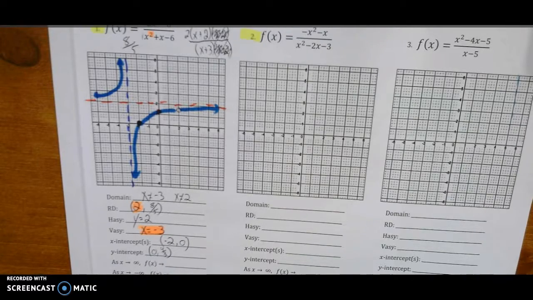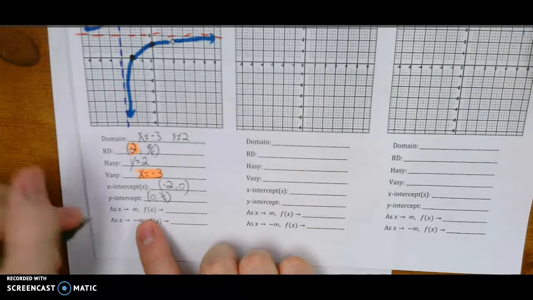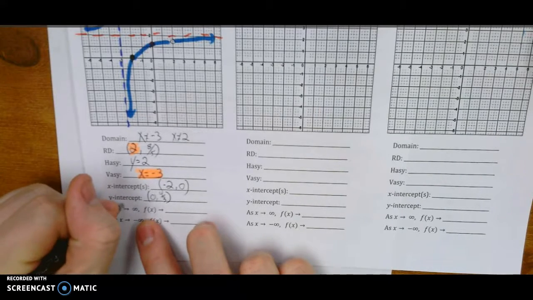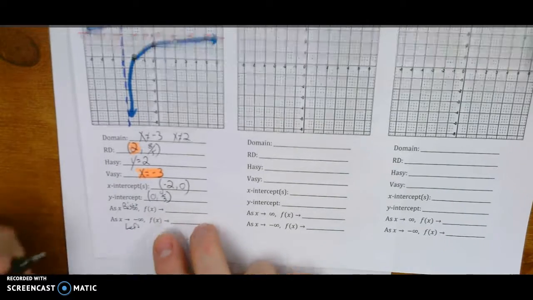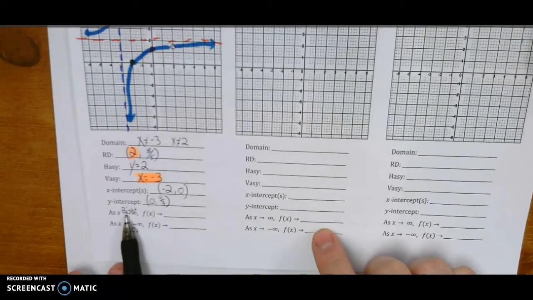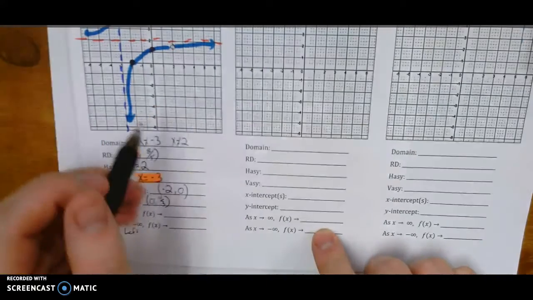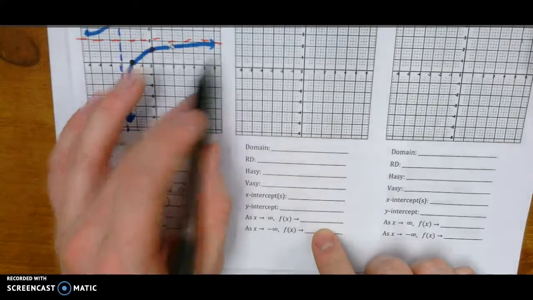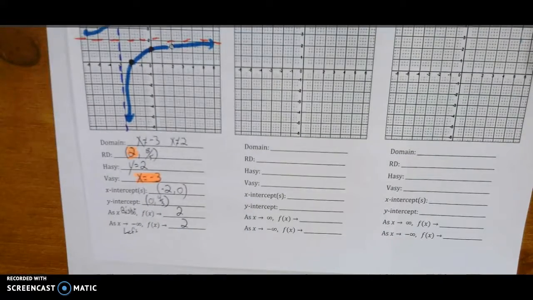The last bit of this is the end behavior, where it's saying as x approaches infinity and negative infinity. Infinity means going to the right, and negative infinity means going to the left. As we go forever to the right, what's the y value that we're getting super close to? It's going to be the same for the right and left side. We're getting super close to a y value of 2.